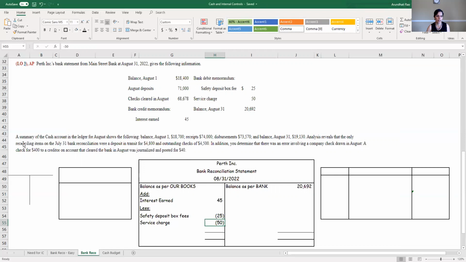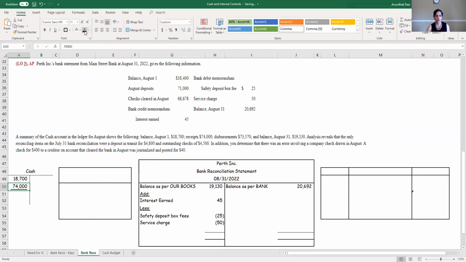Now let's continue reading the exercise. A summary of the cash account in the ledger for August shows the following. My opening balance is 18,700. We have receipts of 74,000, disbursements of 73,570, leaving me with a balance of 19,130. Now that's the number I need over here, that 19,130. This is just my notes on the side. I'm opening a T account for cash for the month of August. I say over here my opening balance was 18,700.